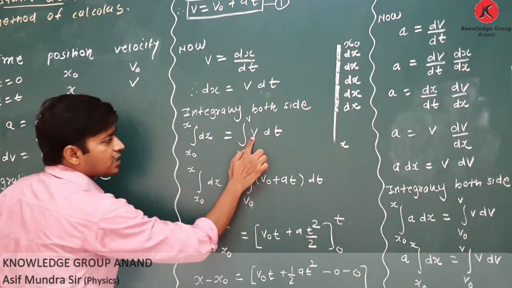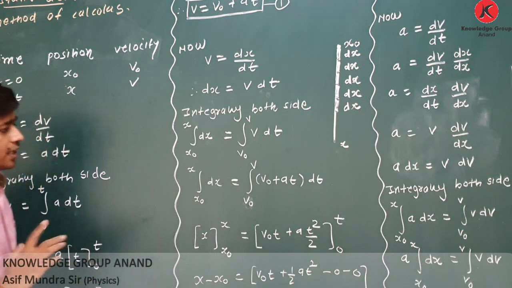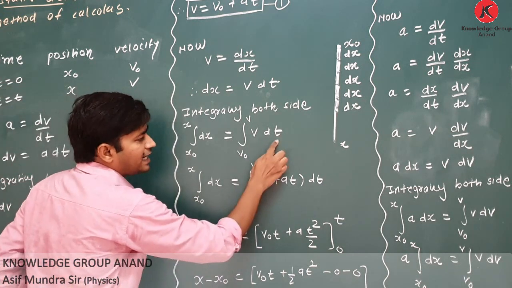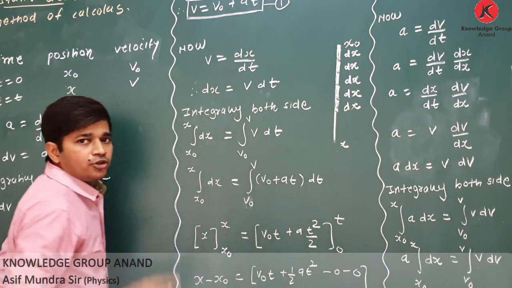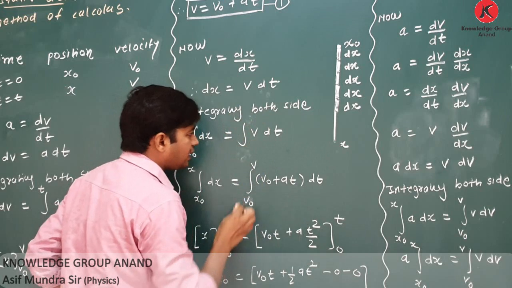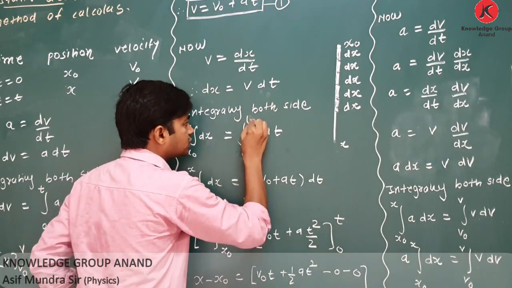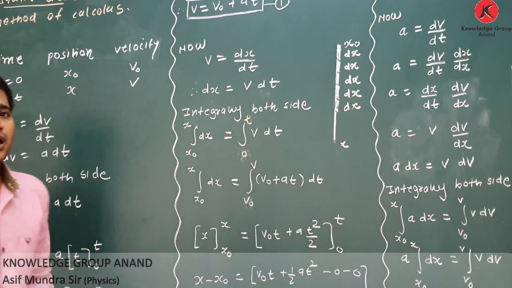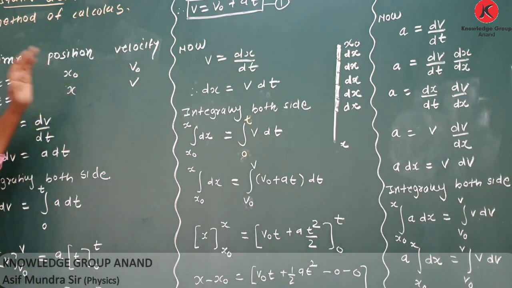Here integration is with respect to time. But here we have one variable, that is v. So integration is with respect to t. You have to put the limit of t. And what is the limit of t? From 0 to t. Remember, integration limit.